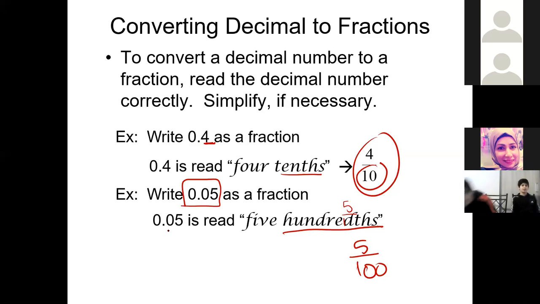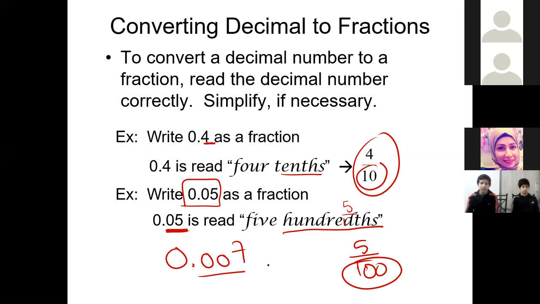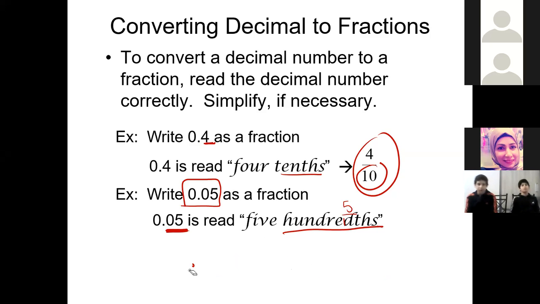Easy. When we have 2 digits in the decimal part, we have to write what? 100. When we have 3 digits, for example 0.007, 3 digits, how do we write it? 7 over 1000. Excellent. So it depends on the number of digits in the decimal part. Okay?